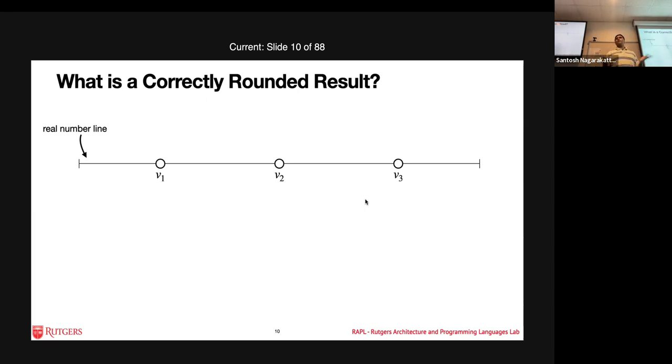Now you have an elementary function. Let's look at ln of x1. It produces a value. ln of x1 is an elementary function, but generally it produces an irrational value, so it's not exactly representable in your floating point representation. So what do you do? Floating point is standardized. There's an IEEE 754 standard that ensures portability.